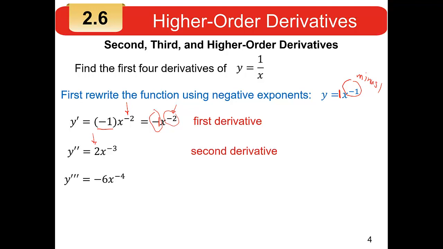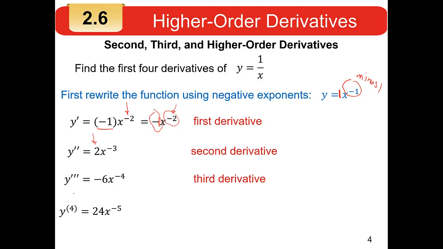Moving along, the third derivative is the derivative of the derivative. Again, it's power rule, so it'll be negative 3 times 2 is negative 6. Reduce the minus 3 by 1, you get minus 4, so you get minus 6x to the minus 4. Again, you could write that as minus 6 over x to the fourth, but WebAssign doesn't force you to. And finally, the fourth derivative.